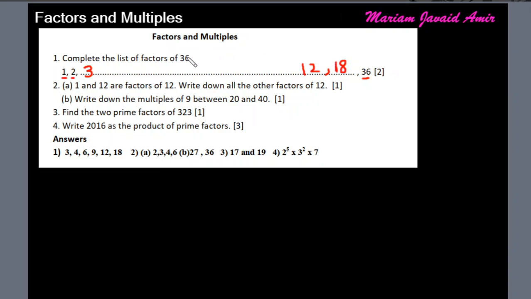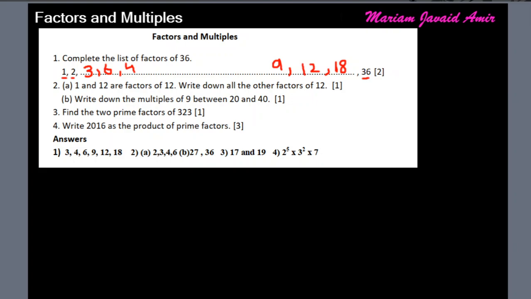And then 6 can completely divide 36 without leaving a remainder, and 6 times 6 is 36. And then what else? I skipped 4. 4 is also a factor of 36, and 4 times 9 is 36, so 9 is also a factor of 36. 9 also completely divides 36 without leaving a remainder. So these are the answers for question 1.